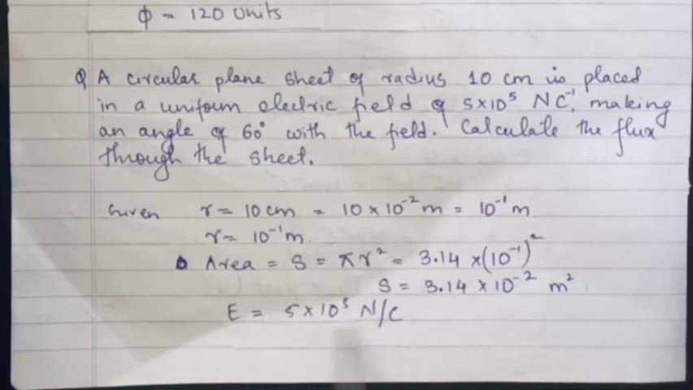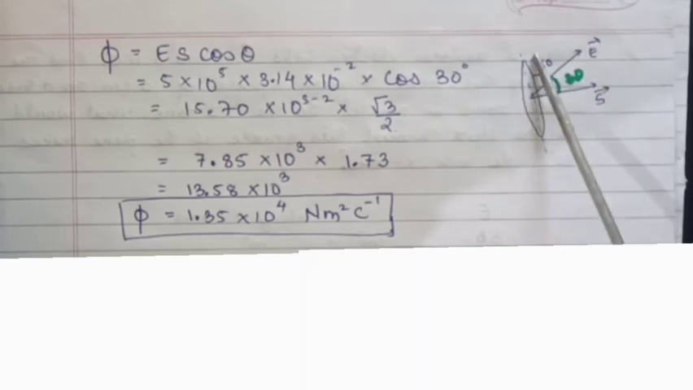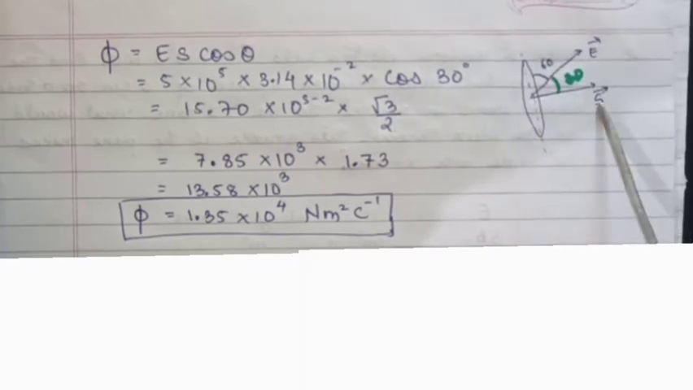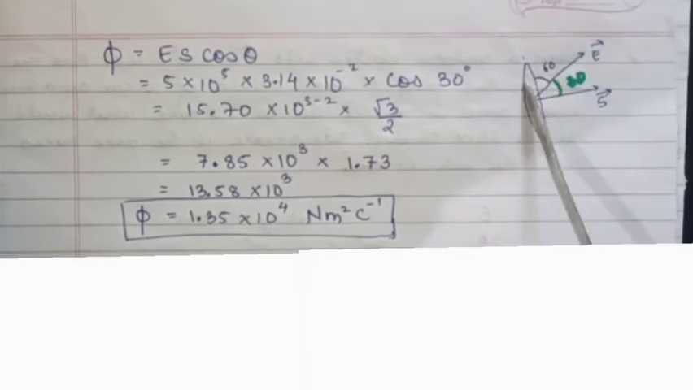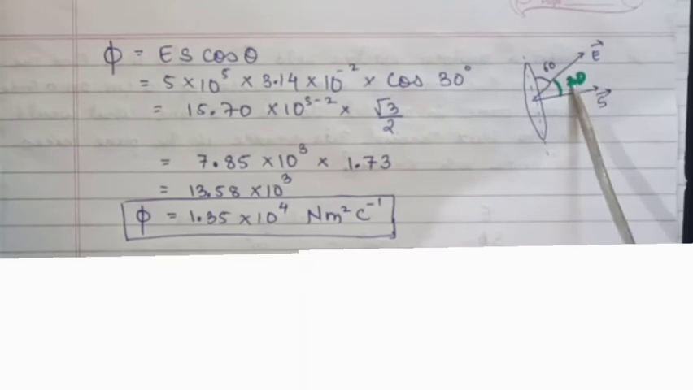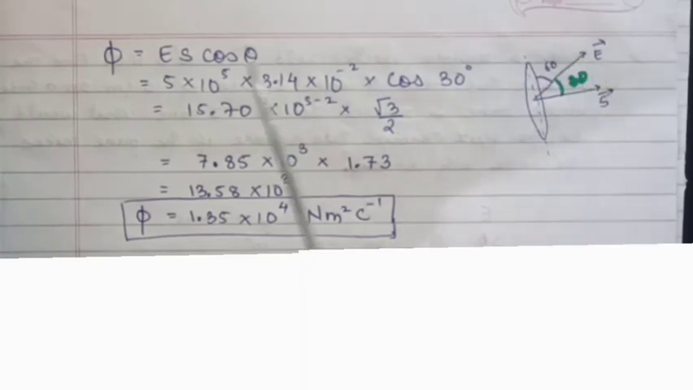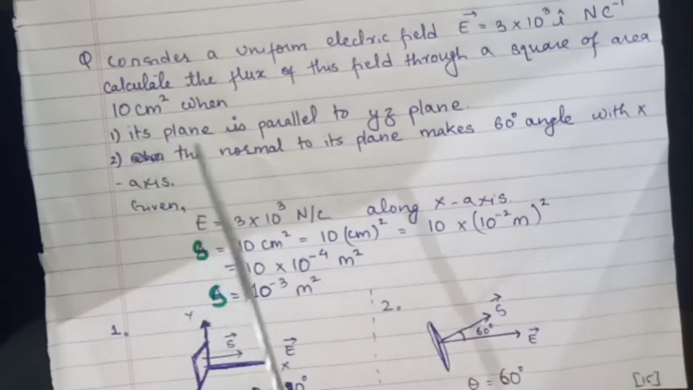Now electric field is given. Now according to the question, the plane is making 60 degree with the electric field, so the angle between the electric field and area vector is not given, but this area vector makes 90 degree with this plane sheet. So this is 60 and this is 90, so this angle is 90 minus 60, that is 30 degree. So theta is 30 degree. Now I can find the flux, that is E A cos theta. So if you put the values, you will get flux to be 1.35 into 10 to the power 4 Newton meter square per Coulomb.